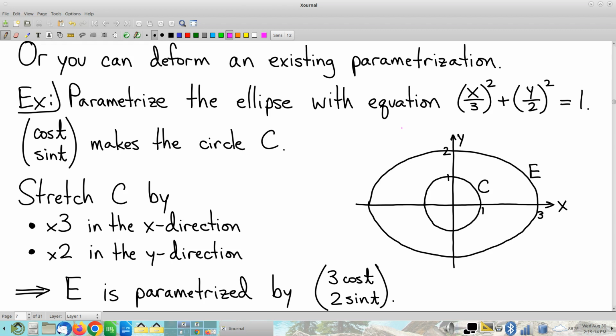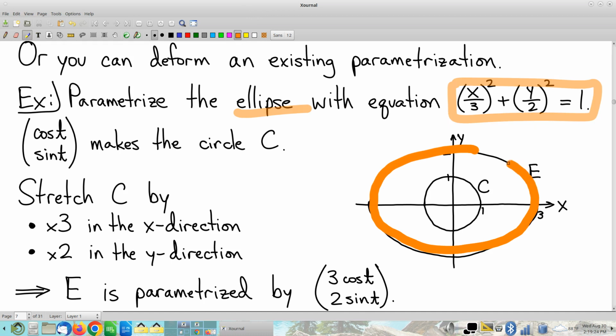So here we go. Let's suppose we want to parameterize this ellipse with that equation, which of course looks something like that. How are we going to parameterize that thing? Well, we've never done this before. This is not something that I can just recall.